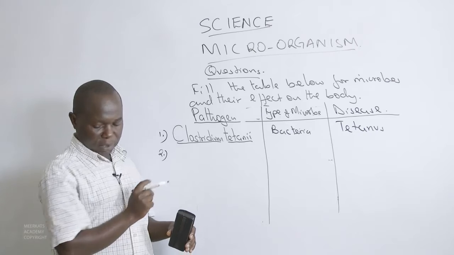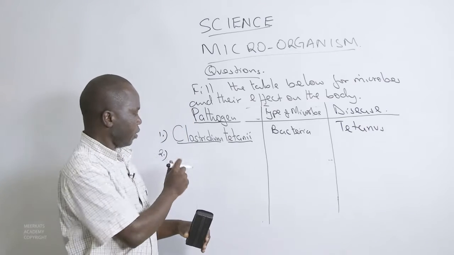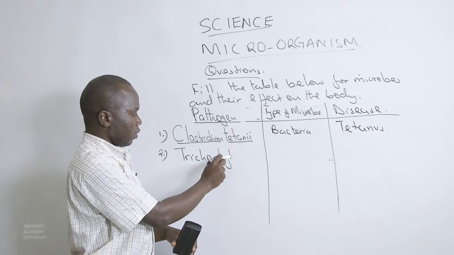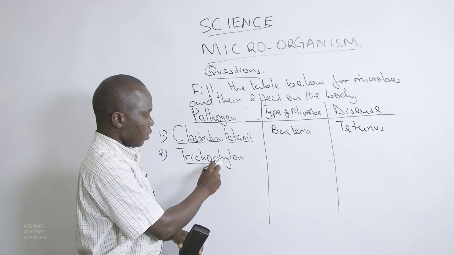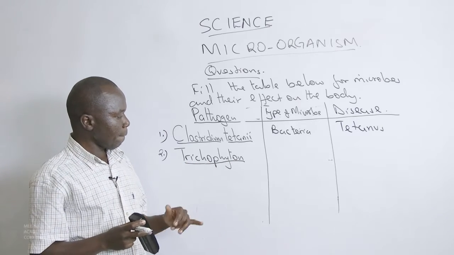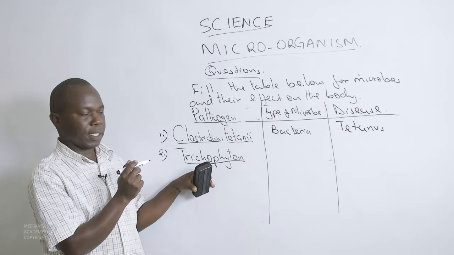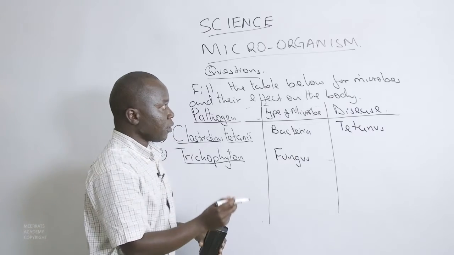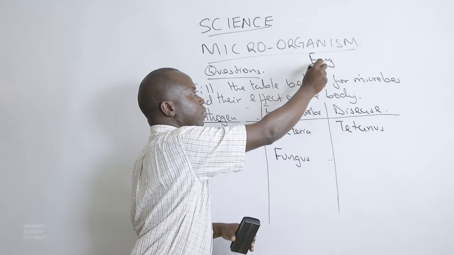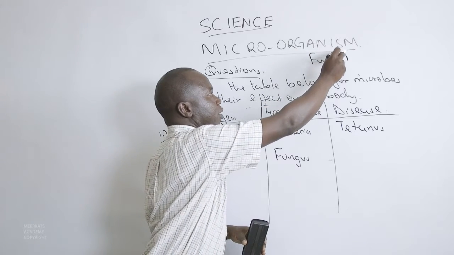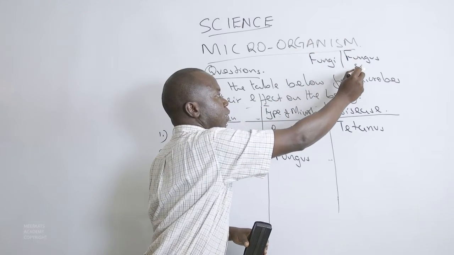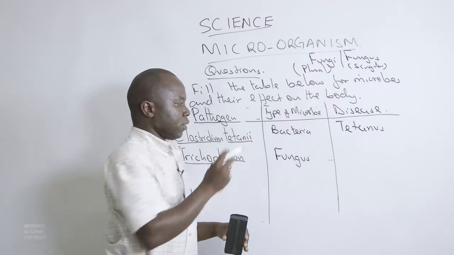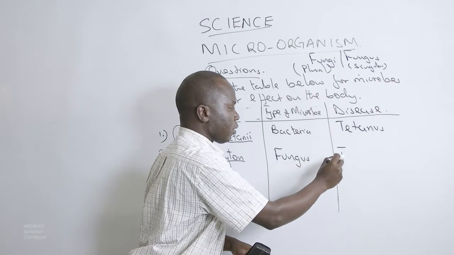The second pathogen is Trichophyton. Again, this is a scientific name. I've just given the genus name or generic name, and that is a fungus. So if we have many of them, we shall call fungi, but one, we call it fungus. Singular, and then plural. So the disease that it causes is called thrush.